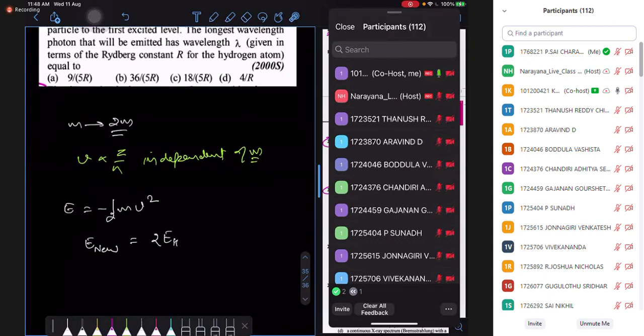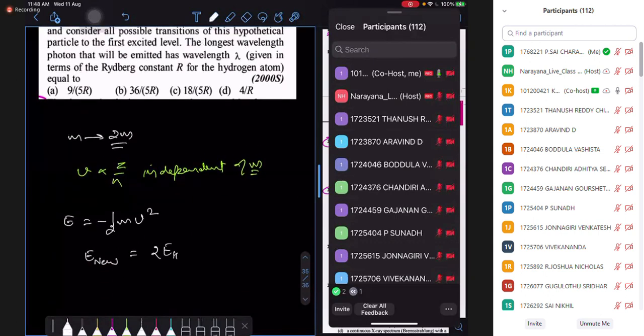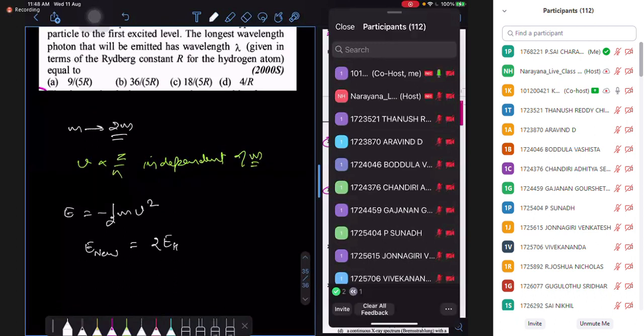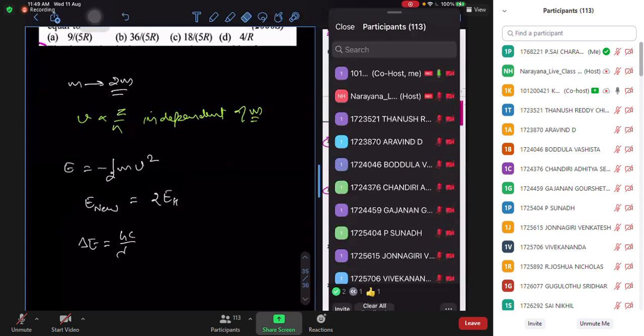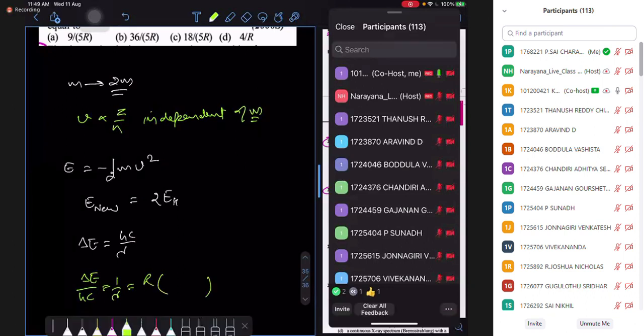But what about my lambda? How did we get the lambda? We got lambda simply from this relation. Energy changes are converted into hc by lambda. Energy change is proportional to hc by lambda, and this was written. You can also write it this way: 1 by lambda as a Rydberg constant into the transition terms.